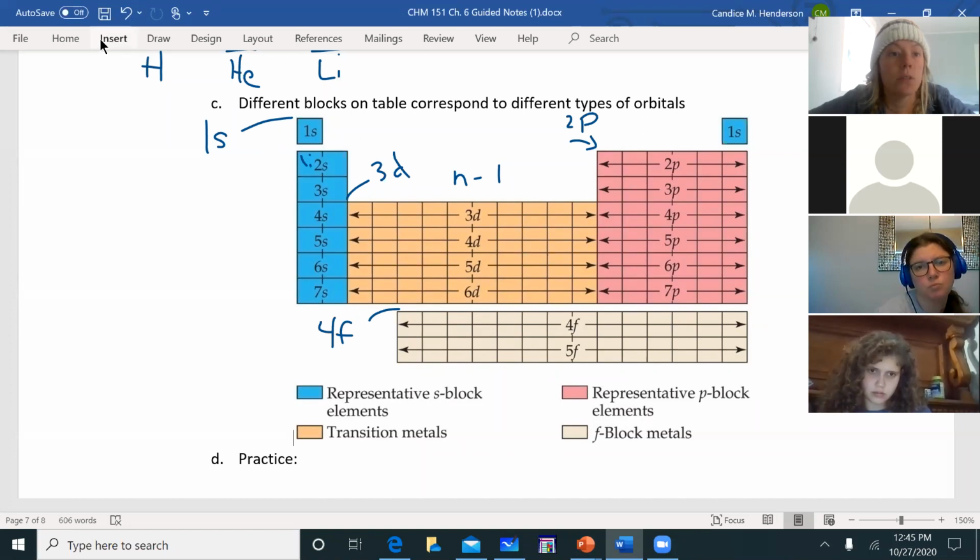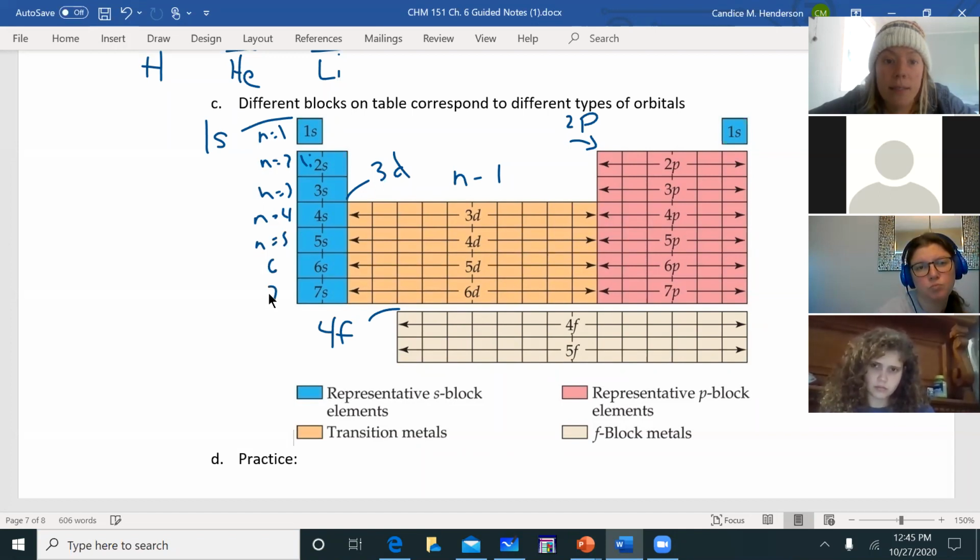If you want to, you can also write in here N equals 1, N equals 2, N equals 3, N equals 4, and so on, 6 and 7. Remember for D, you take N minus 1, and for F, you take N minus 2, you're 2 steps down.